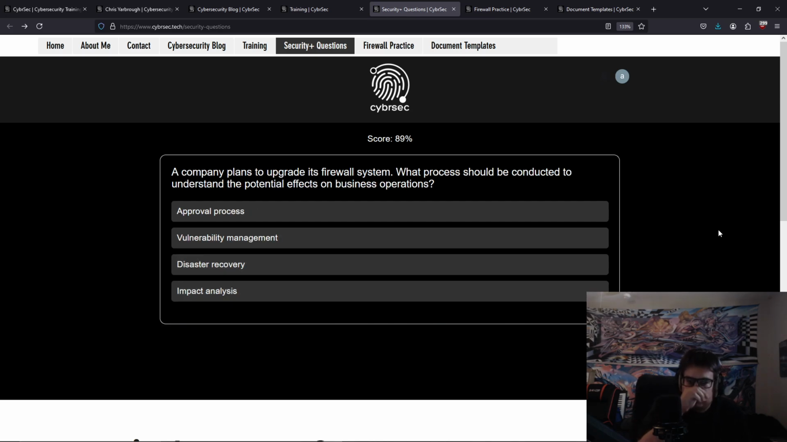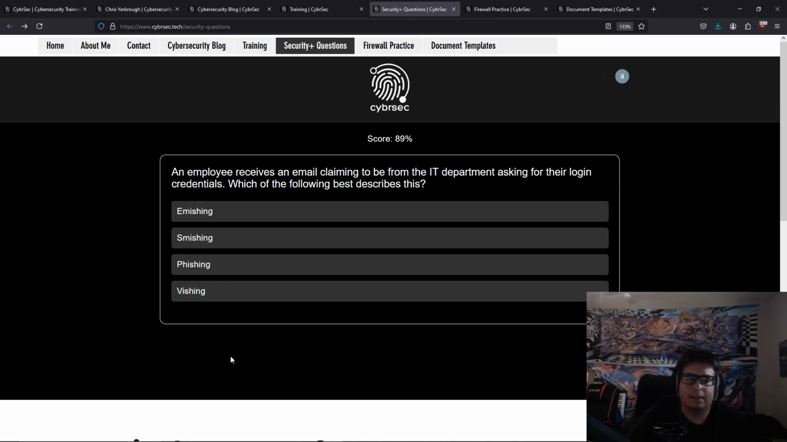A company plans to upgrade its firewall system. What process should be conducted to understand the potential effects on business operations? Impact analysis. Its potential effects on operations is an impact analysis.